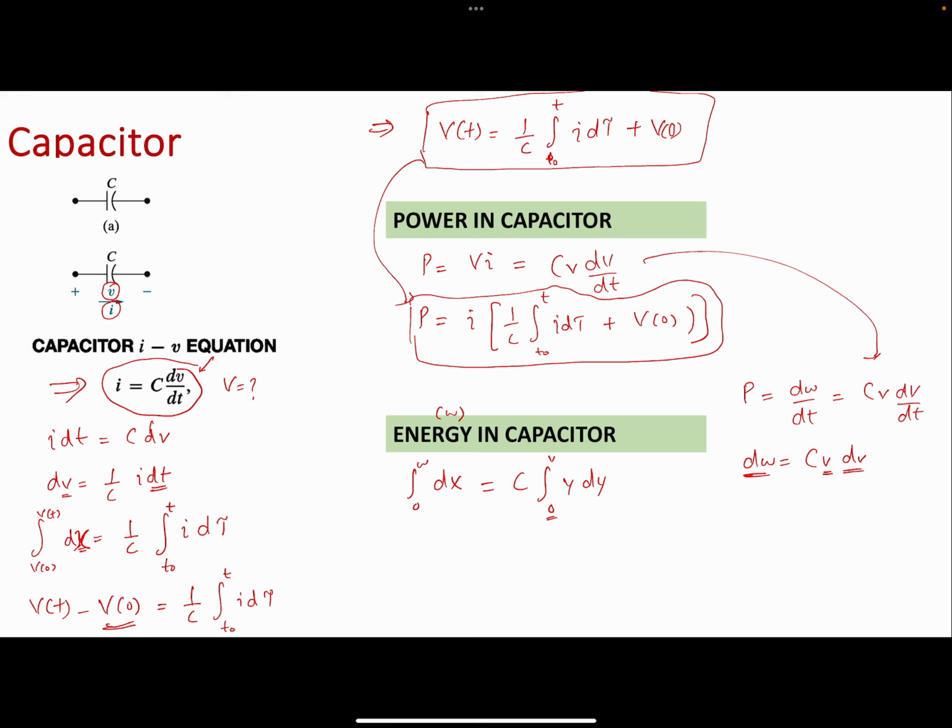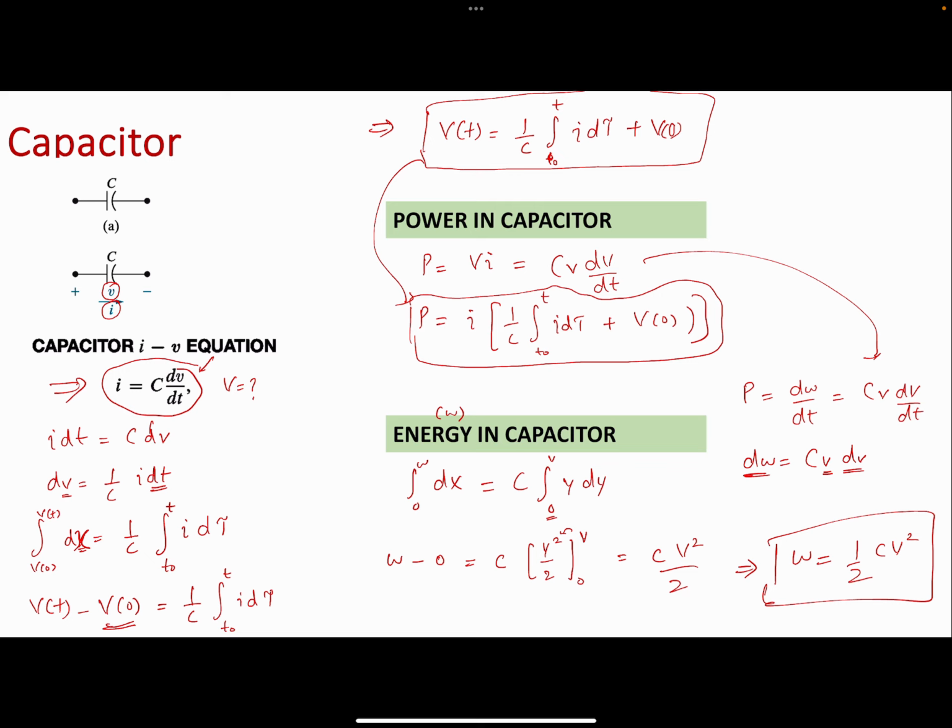So we get W minus 0 equals C y squared over 2, from 0 to V, and you can replace V over here. So you get C V squared divided by 2. So W is half C V squared. So here's an equation for the energy that is stored in the capacitor.